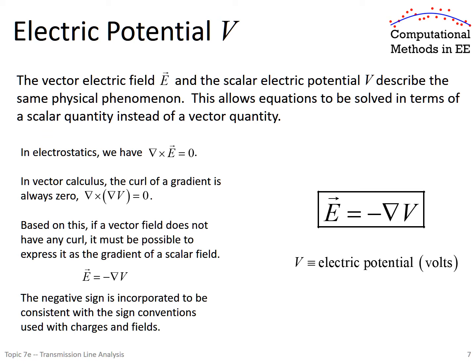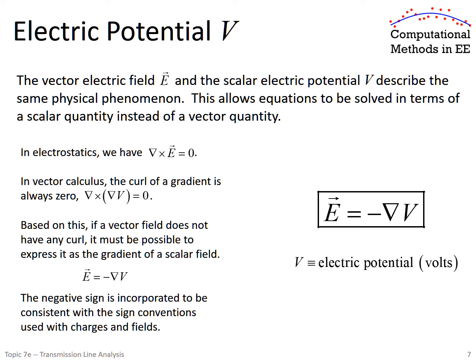Another thing that we will be using so that we don't have to solve an equation with a vector quantity is something called the electric potential V. This is just a scalar number in volts. And very often the electric field and the scalar potential are confused for being two different things. There's only one electric phenomenon happening. There's just two different ways that we can describe that. We can describe that through the electric field or the potential.